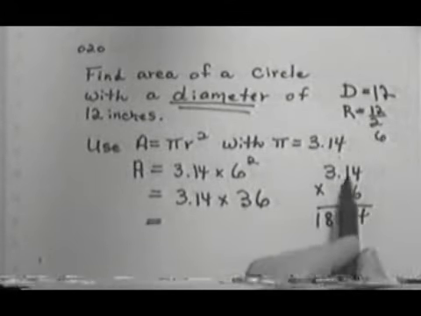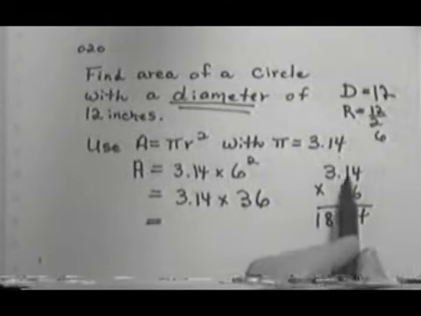So when we total that up, bring down our 4. 8 plus 2 is 10. Carry our 1. 1 and 8 is 9, and 4 is 13. Carry our 1. 1 and 1 is 2, and 9 is 11. We have 2 decimal places. So we end up with 113.04. And we're doing area, so we can't forget to put our square units.